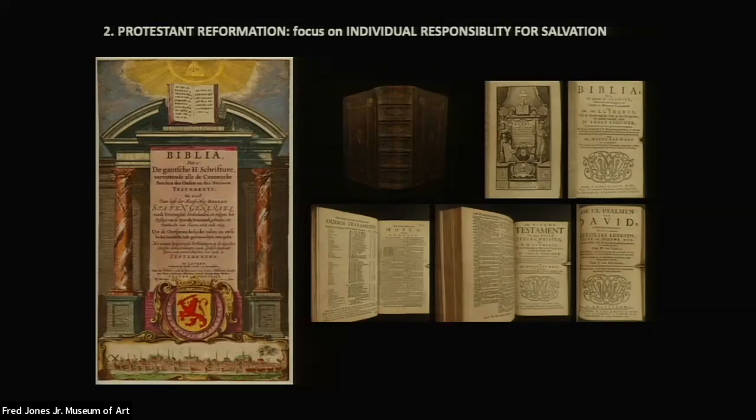So in 1637, the States General, equivalent of our Congress, commissioned the first authorized Dutch translation, the title page I show you on the left. Dutch publishers began producing summaries and glosses of its contents, as well as sermons and commentaries in Dutch.